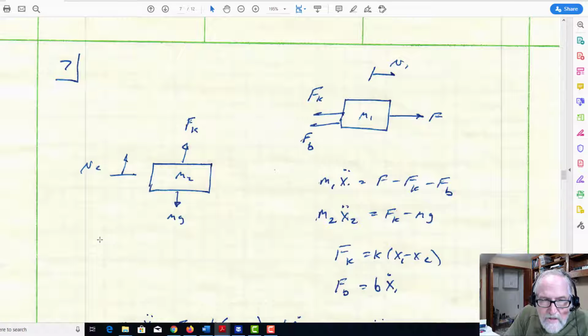And again, making sure Fk is consistent on the two masses. If it's pulling, it means the spring's in tension, and if the spring's in tension, it means over on mass 2 that force has to pull up.